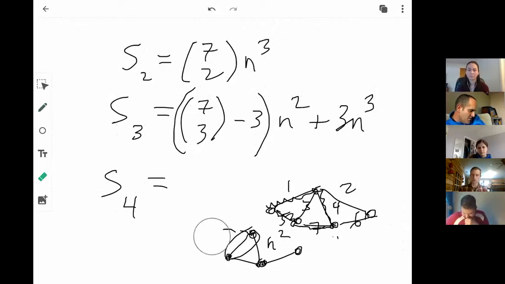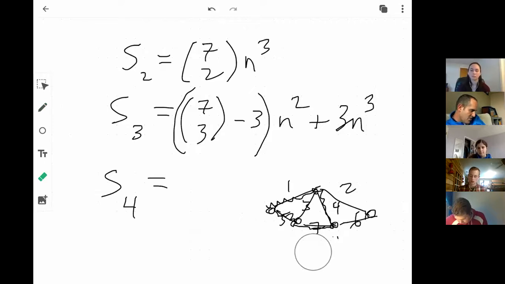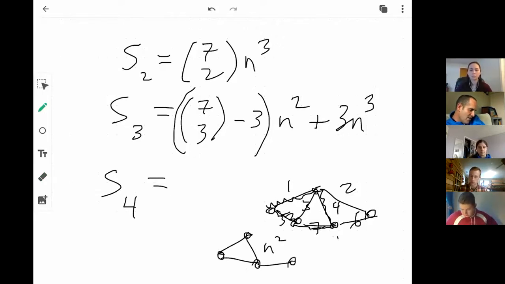What are some of the other ones? So hang on, this thing's all messed up. Let me redraw the configurations. So I could have this. Something like that is going to contribute n squared. What else could you have? The four edges could do this with each other. And what's that going to contribute? N squared.